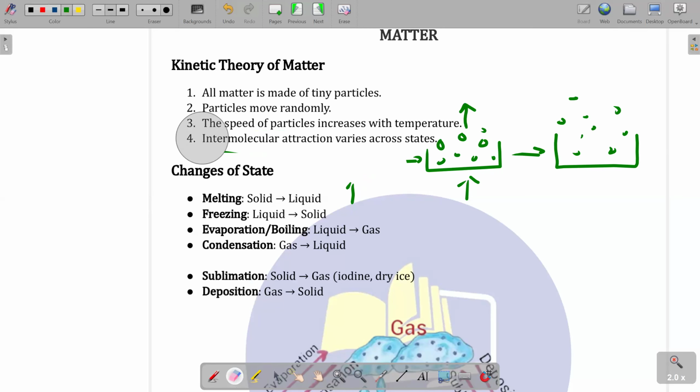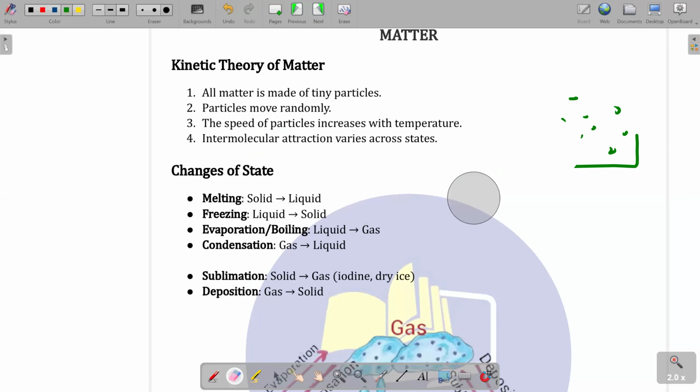Now, another important point under matter that we need to discuss is the change of states. As we have said, it is possible that a substance can change state from solid to liquid, and further, liquid can also change to gas. So within the three states of matter, we can have different changes. These changes are summarized in this diagram you are looking at.